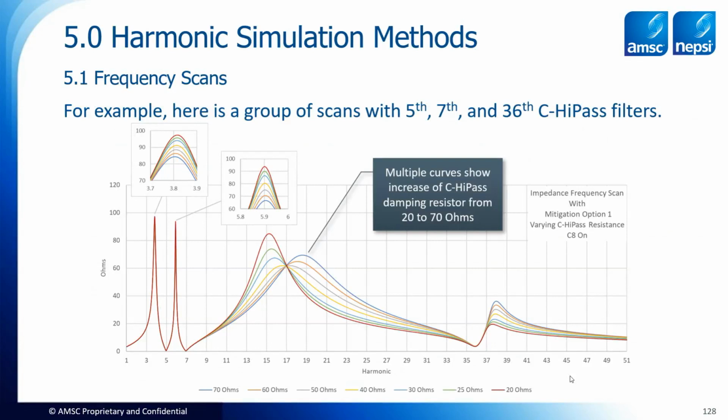So here's an example of a group of scans where I'm trying to determine what value of resistance I'm going to put on a C-type high pass filter. It's got a 5th and a 7th and a 36 C high pass. And in this case, I was varying resistance between 20 to 70 ohms and trying to figure out what's the most optimal value for me to use in my filter.